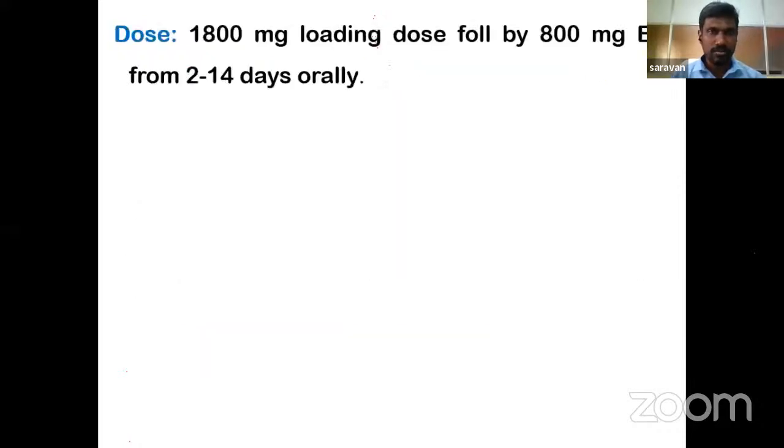The dosage of favipiravir is 1800 milligrams given as a loading dose, followed by 800 milligrams twice daily for a period of 2 to 14 days orally. So the main difference between remdesivir and favipiravir is that favipiravir can be taken orally, whereas remdesivir needs to be given by intravenous infusion.